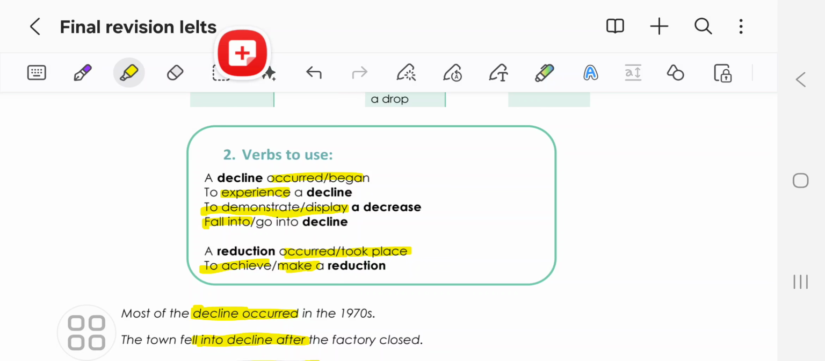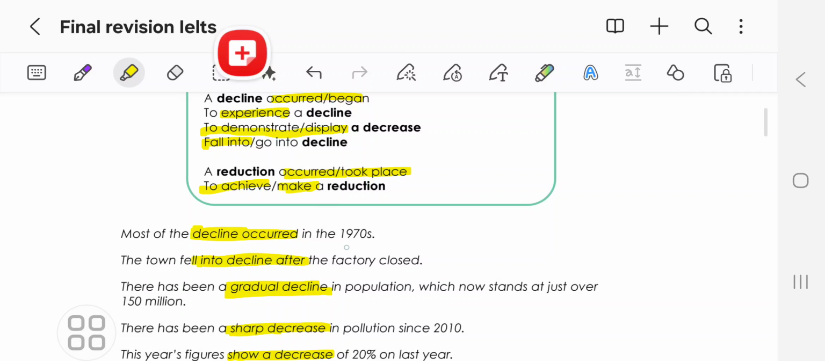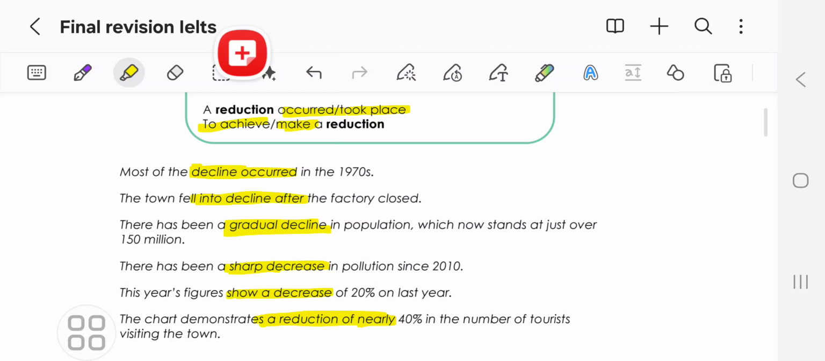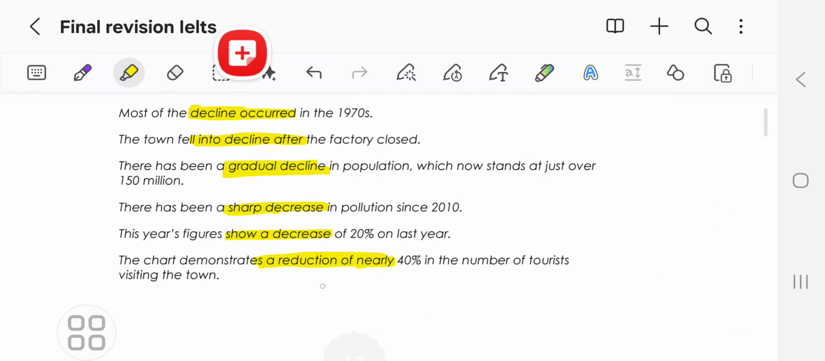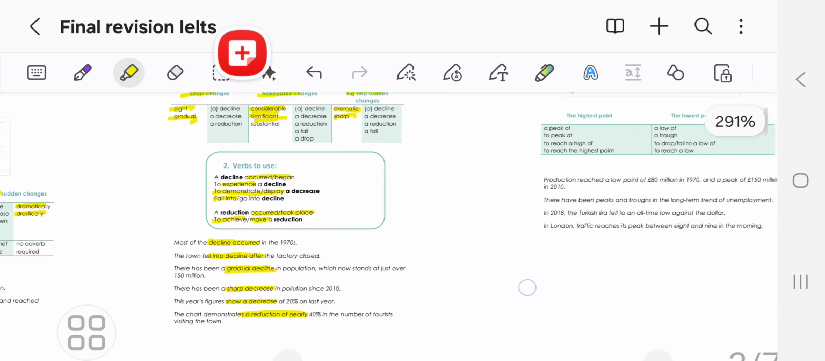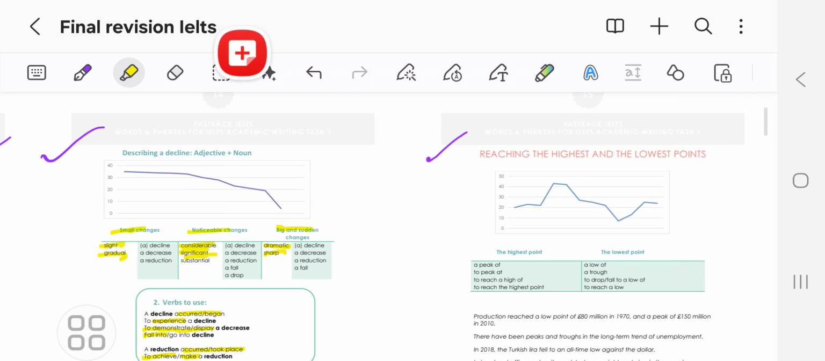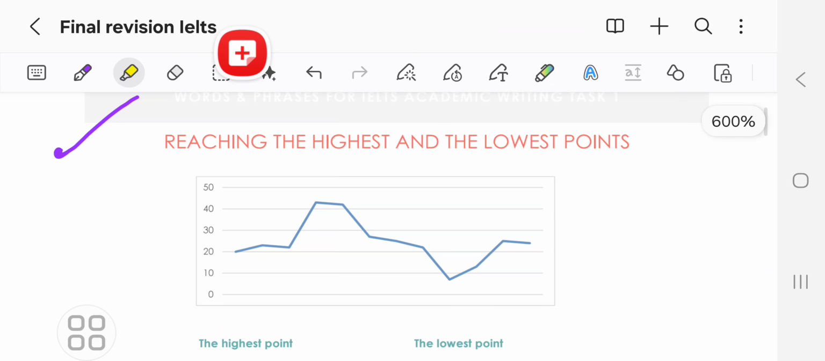A decline occurred. Let me give some sentences. Most of the decline occurred in 1970. The town fell into decline after the factory closed. There has been a gradual decline in the population, which now stands at just over 150 million. There has been a sharp decrease in the population since 2010. This year's figure shows a decrease of 20% on last year. The chart demonstrates a reduction of nearly 40% in the number of tourists visiting the town. Just remember that.